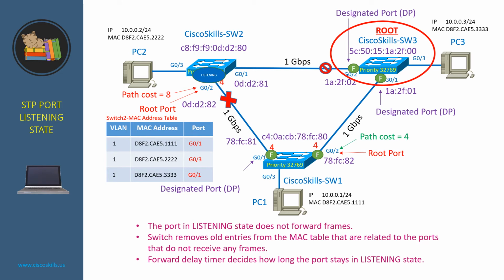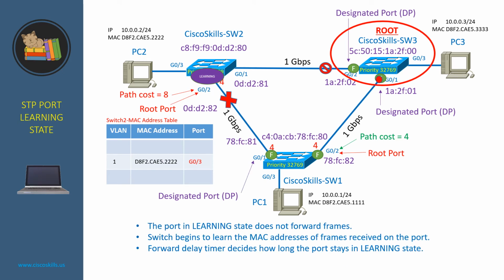Now let's look into our case. In our case, the port G0/2 is in listening state and the forward delay timer is 15 seconds. So during these 15 seconds, Switch 2 will remove the entries related to the port G0/1 because it does not receive any frame. And after 15 seconds, the port G0/2 will be transitioned to learning state.